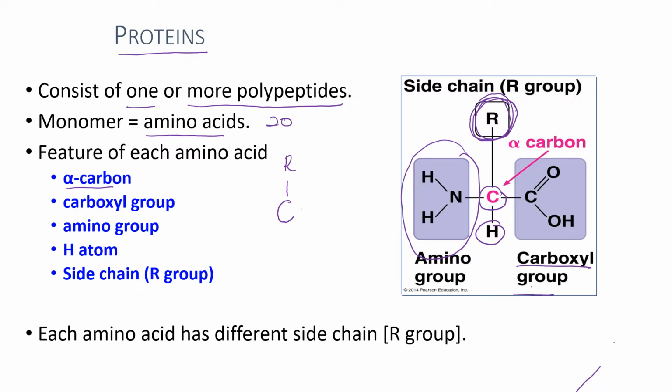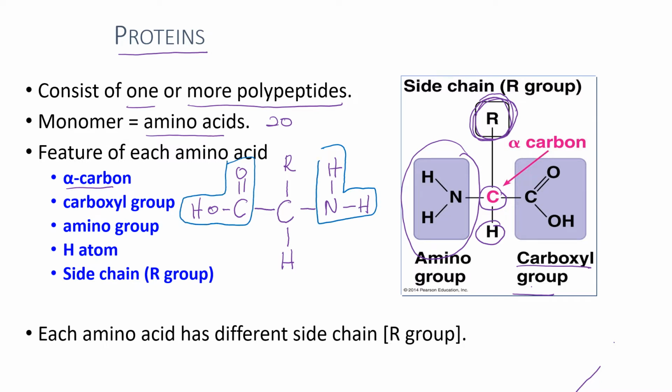The alpha carbon is also bonded to an amino group. The nitrogen is bonded to two hydrogens. The alpha carbon is also bonded to another hydrogen. The alpha carbon is bonded to a carboxyl group. Carboxyl group is C double bond O OH. So you should be able to know how to draw an amino acid. It has an amino group, a carboxyl group. The amino acid also has different types of side chains.